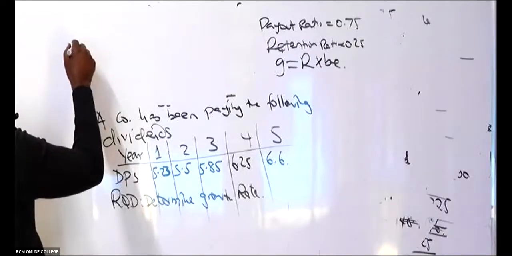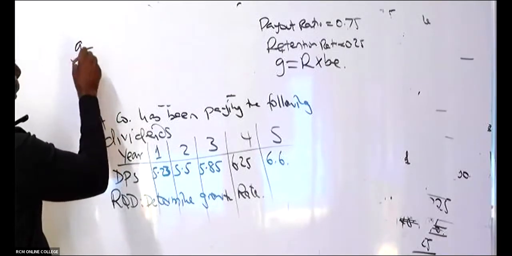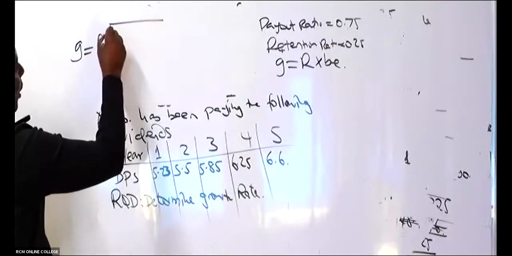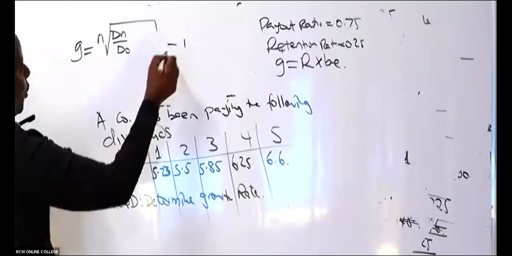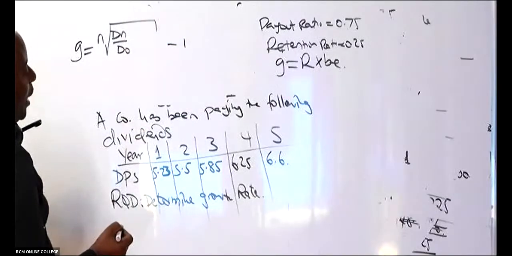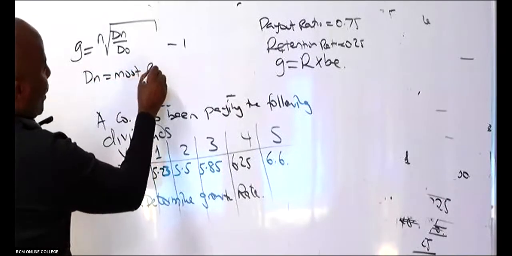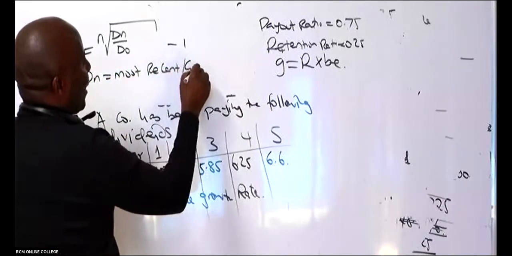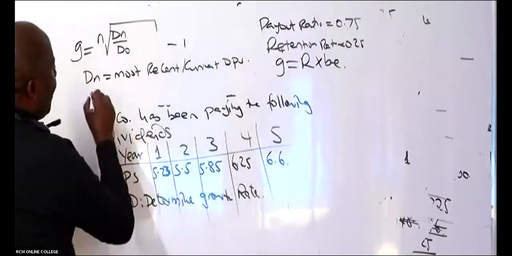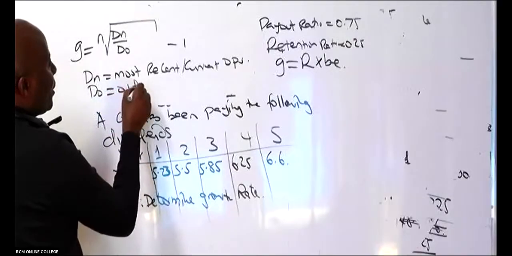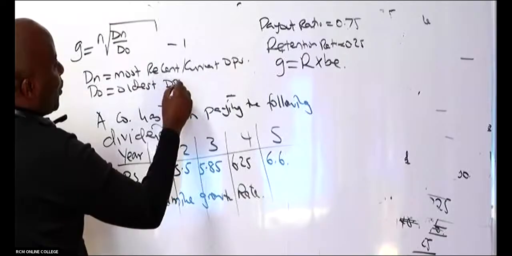Yeah. So then what do we have here, my good students? What we have here is that our G will be equal to the nth root of Dn over D0, minus 1. Remember, Dn is the most recent or current dividend per share. D0 is the oldest DPS.